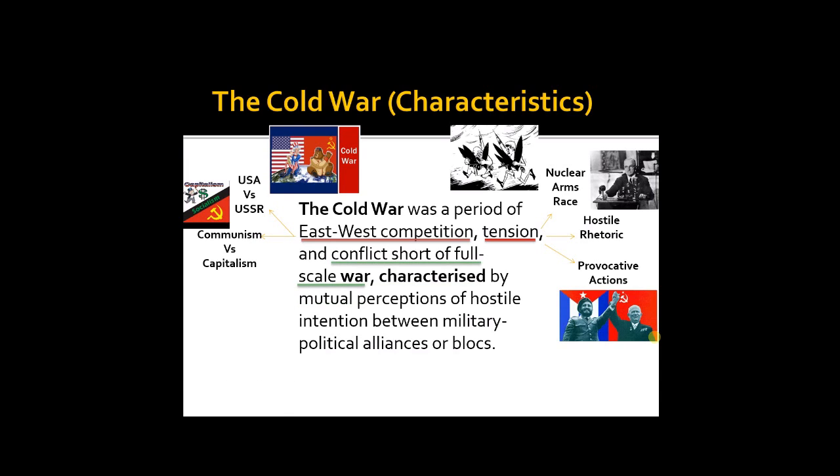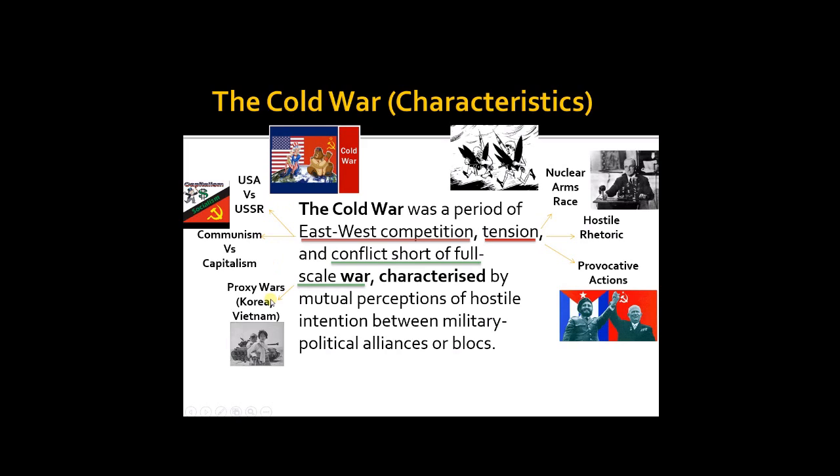We look at chapter 3, the Cuban Missile Crisis, and conflict short of full-scale war. So what we saw, we didn't have full-scale war between the USA and the USSR. They didn't fight full-scale battles against one another. However, what happened during the course of the Cold War were these things called proxy wars, which were basically these two superpowers fighting in a way in other territories.